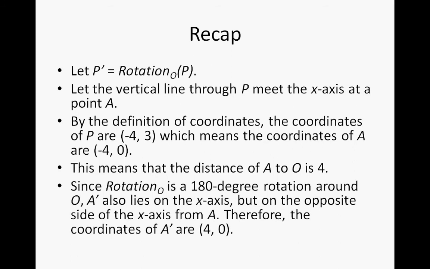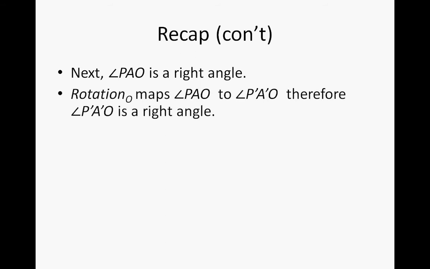Since rotation is a 180-degree rotation around O, A prime also lies on the x-axis, but on the opposite side of the x-axis from A. Therefore, the coordinates of A prime are 4, 0. Well, next, if we look at angle PAO, we notice that it is a right angle. If rotation around O maps angle PAO to angle P prime A prime O, therefore, angle P prime A prime O is also a right angle, because again, remember that they are degree preserving.